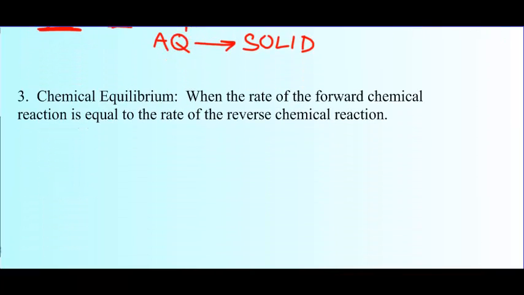And then finally, our ordinary chemical equilibrium, which is when the rate of the forward reaction equals the rate of the reverse reaction. So there's 3 different types of equilibrium that we will cover in this class.